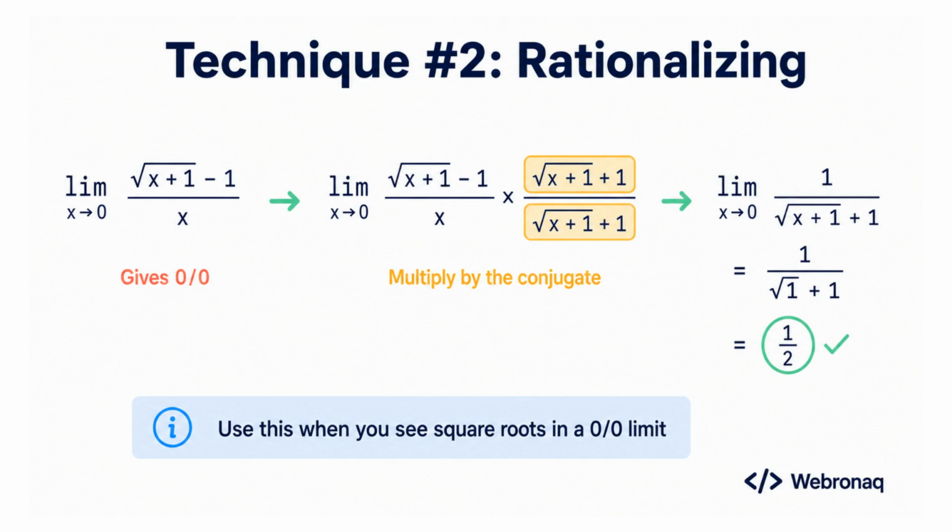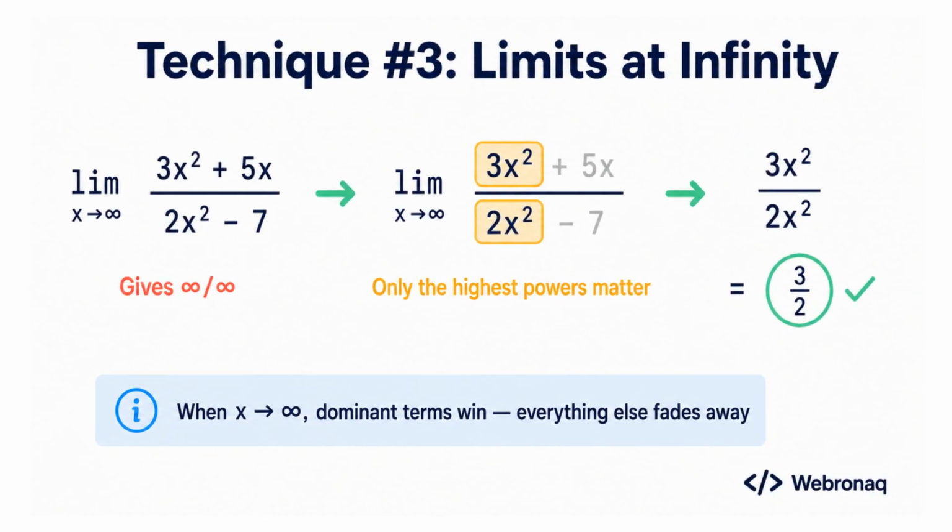The pattern is the same every time. Square root in the way, multiply top and bottom by the conjugate, expand, cancel, substitute. That's it. One more technique to cover. What happens when x doesn't approach a number, but runs off all the way to infinity? Last technique, limits at infinity.